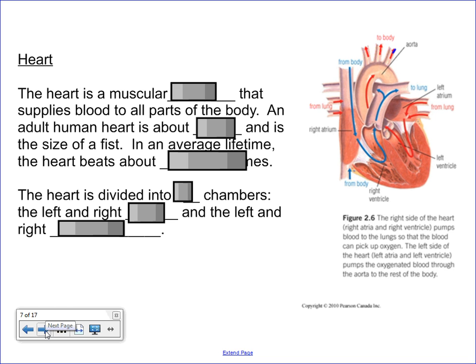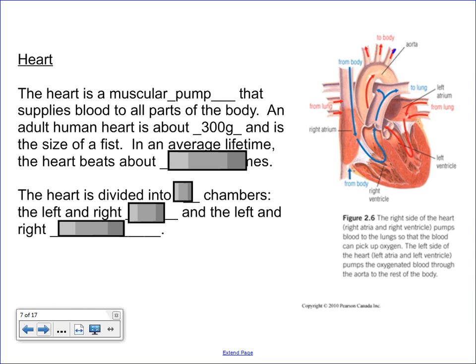So the next organ that we will talk about is the heart. The heart is a muscular pump that will supply blood to all parts of the body. An adult human heart is about 300 grams in mass and is about the size of a fist.